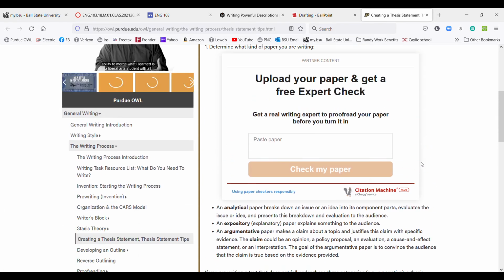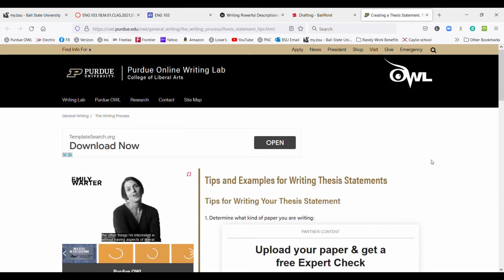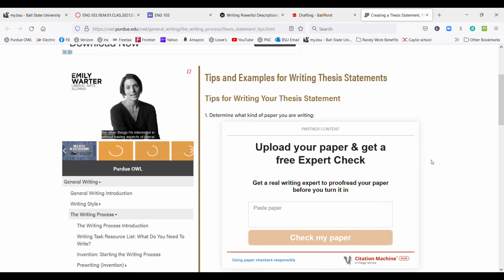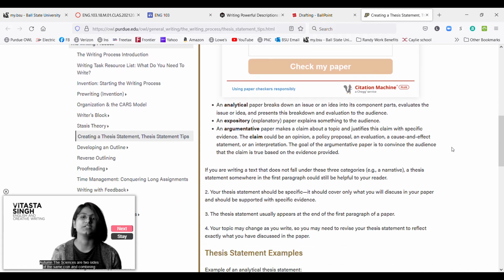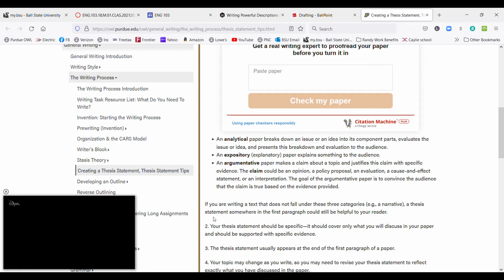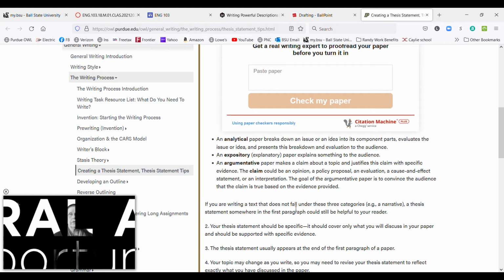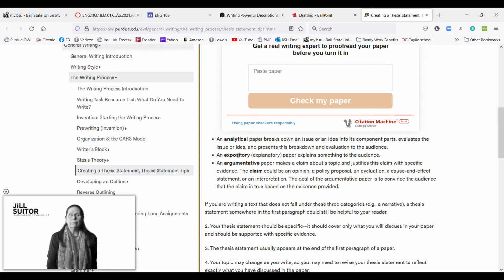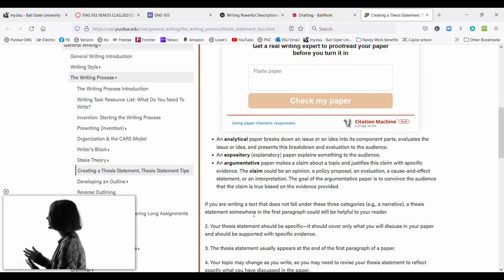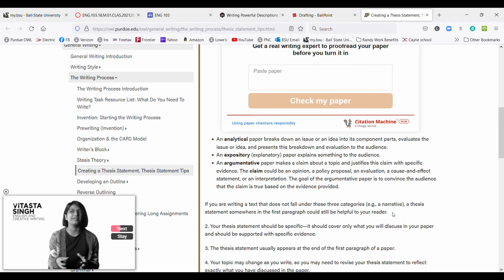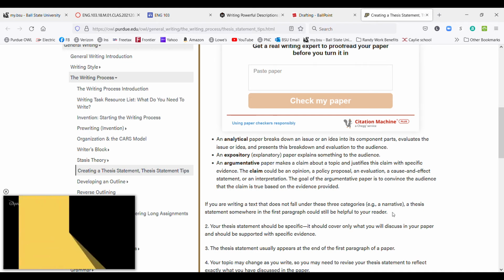So this is Purdue OWL. For those of you that don't know, I just went to Purdue OWL, put in thesis statements, and this popped up. So it gives you tips and examples for writing thesis statements. So determine what kind of writing you are doing. Well, we know we're going to be doing a narrative, which it says if you are writing a text that does not fall under these 3 categories, argumentative, expository, or analytical, a narrative, a thesis statement somewhere in the first paragraph could still be helpful to your reader. So yes, definitely, I want a thesis statement of some kind. Give me an overview of what you're going to be telling me about.